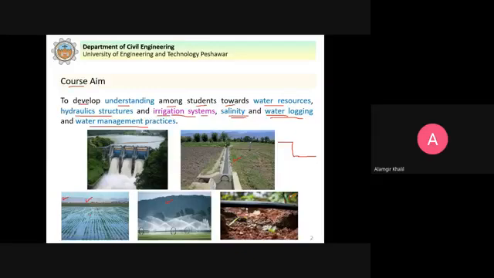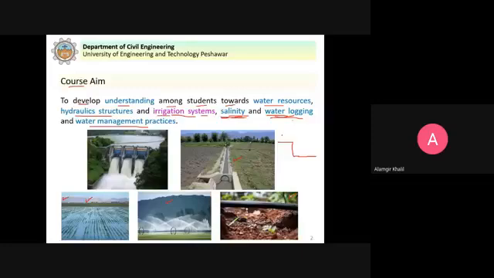This is one way we can deal with salinity. But on the other side, if the water table is very high, the same salts can come up to the root zone and top of the soil and make it less productive. So we will study this salinity and water logging.